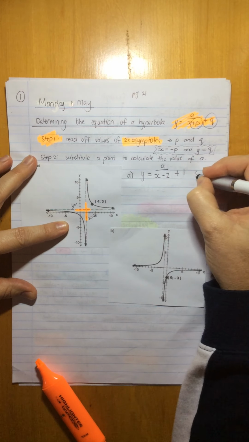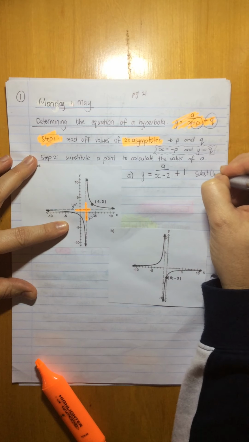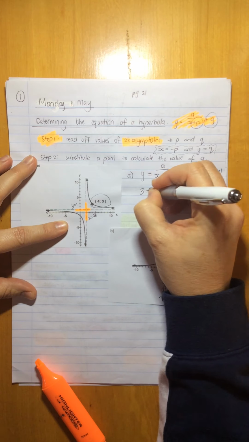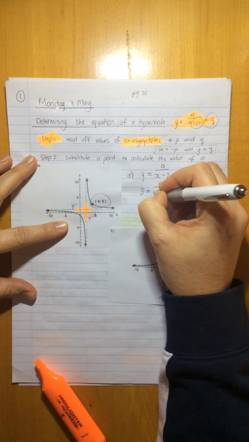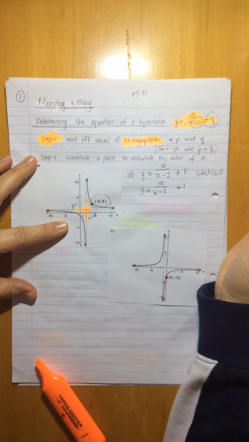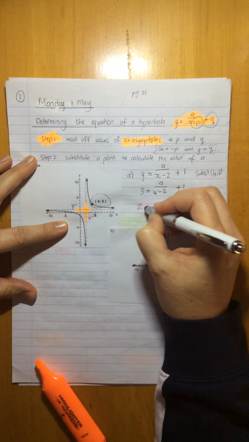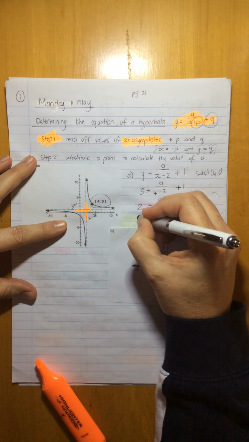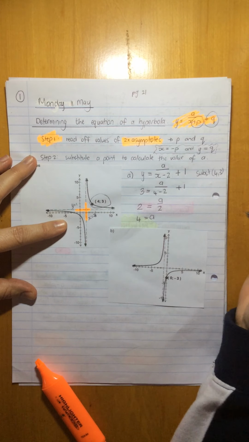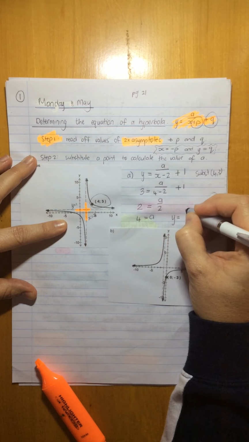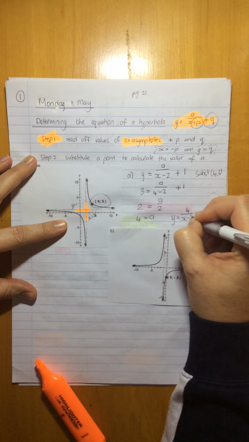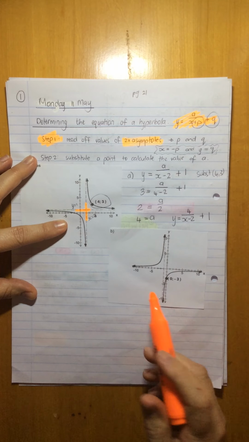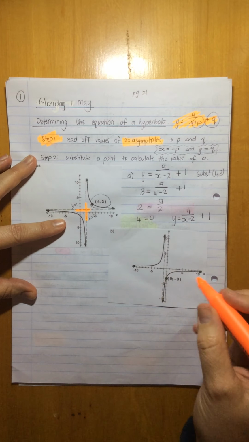How do I determine a? I am going to substitute a point. That point is given to me, 4 and 3. So 3 is equal to a over 4 minus 2 plus 1. The plus 1 goes over, becomes a 2. 4 minus 2 is 2, and a works out to be 4. So my equation for this function is 4 over x minus 2 plus 1. Very, very simple.